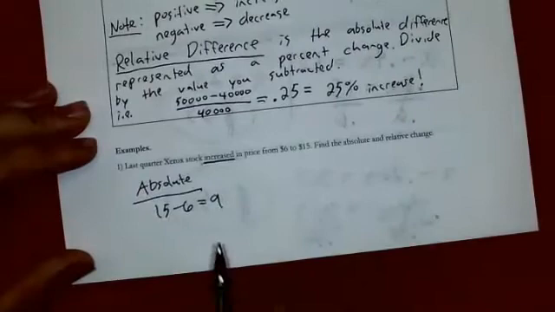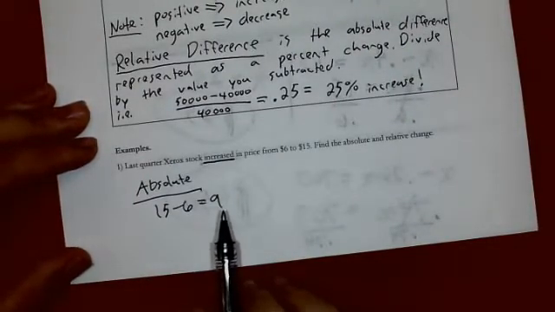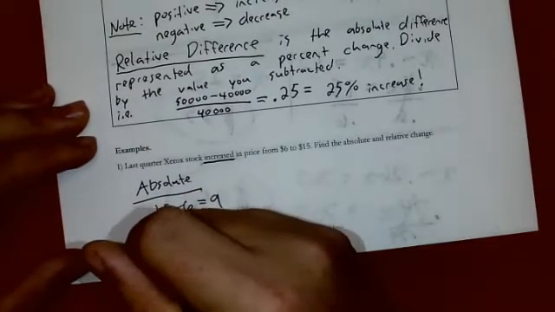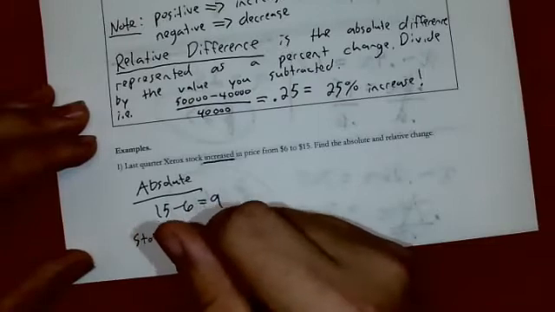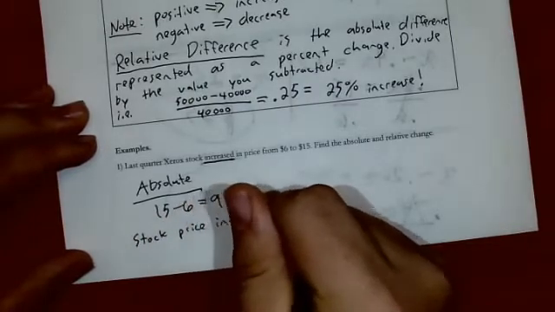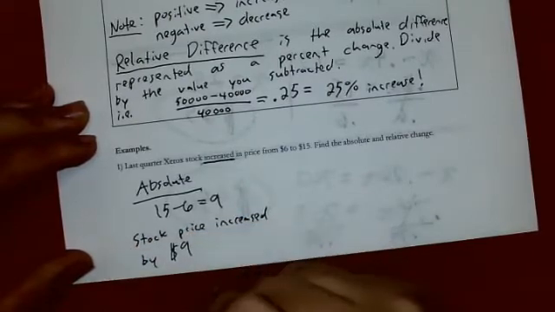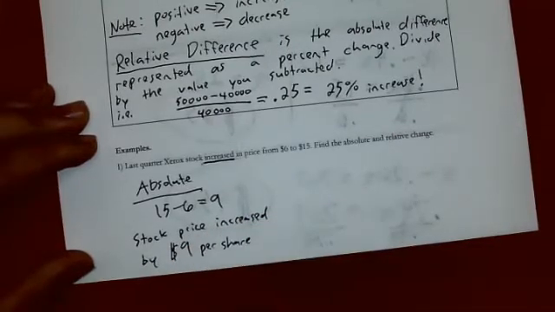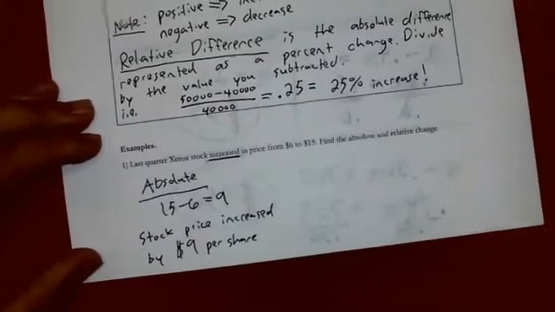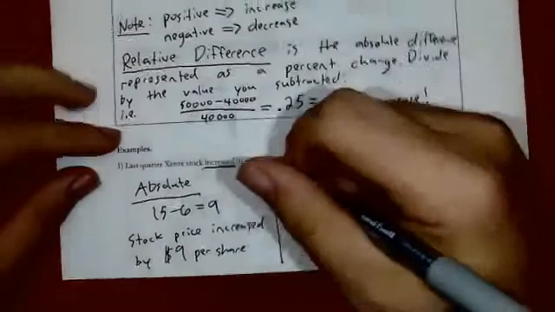So in other words, remember, the numbers are useless in this unless you can make sense of them. What does this 9 represent? Well, it tells us that the stock price increased by $9 per share. That's what that's saying. Stock price increased by $9. Now let's represent that change as a percentage.